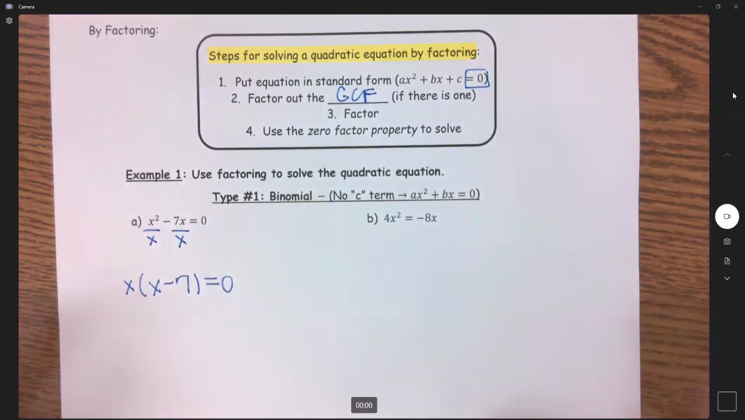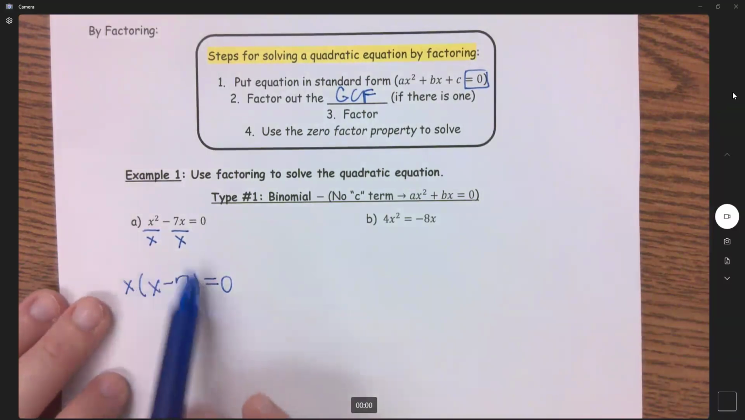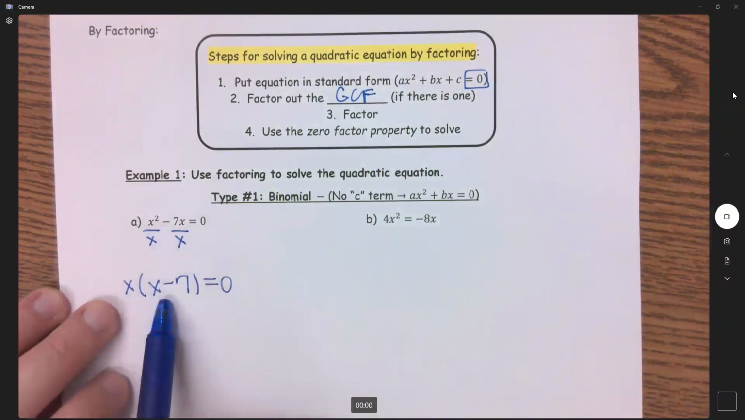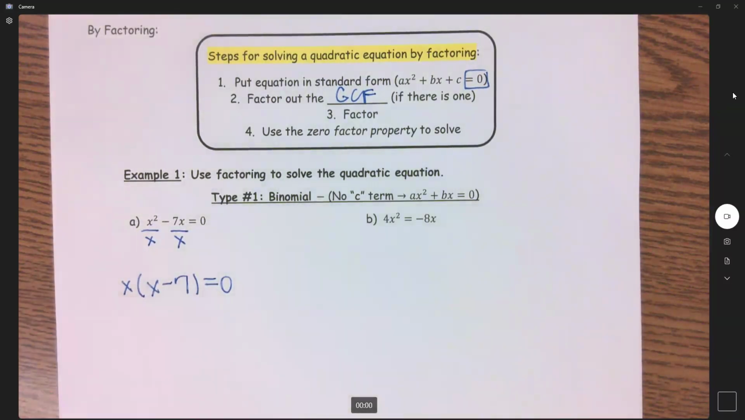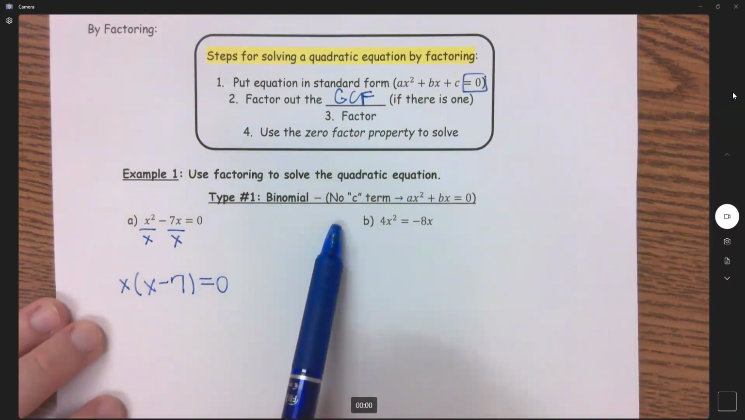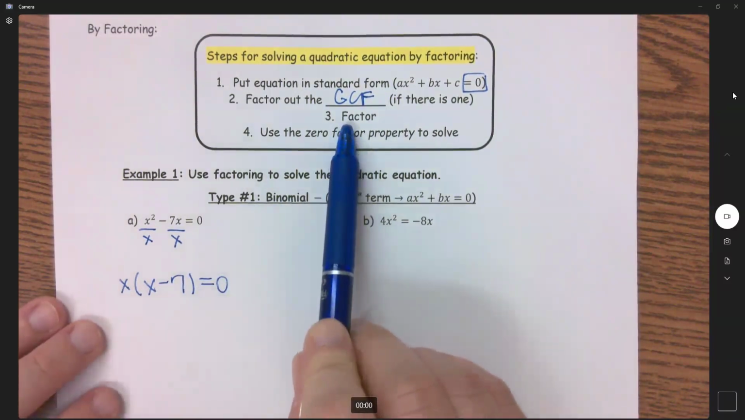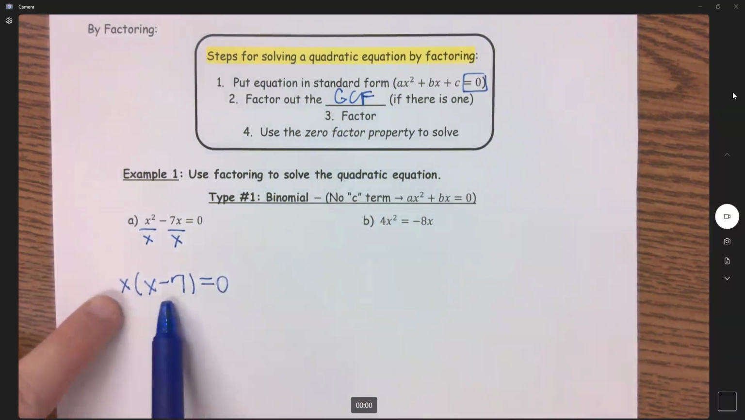What we're doing here is we're undistributing, because if I was to distribute this x back in, I get the original. X times x is x squared. X times negative 7 is negative 7x. So I am undoing the distributive property. For these types here, taking out the GCF is factoring. I can tell that this is factored because I have no x squared term. When you have only your x's as x to the first, there's nothing else you can do to factor.